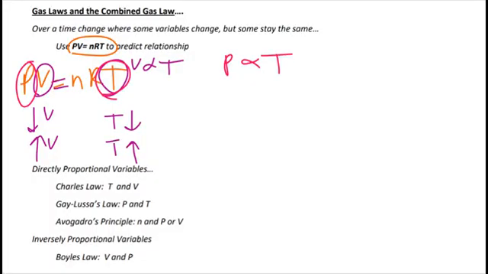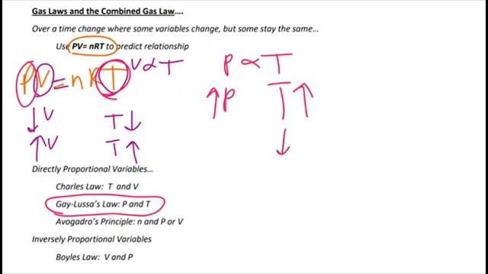So we were just able to see the relationship and example of Gay-Lussac's law, where pressure and temperature are, again, directly related. We can see that when temperature increases, pressure increases. When temperature decreases, pressure decreases. Again, they're on opposite sides of the equal sign. So we've looked at temperature and volume, which is Charles's law, and pressure and temperature, which is Gay-Lussac's law.